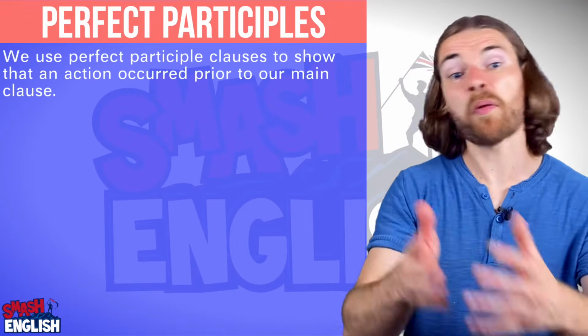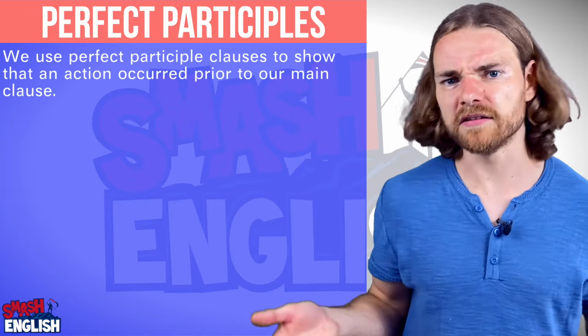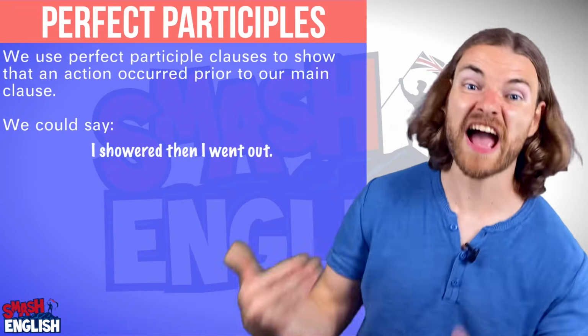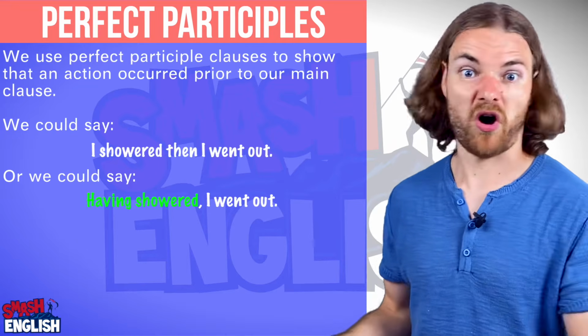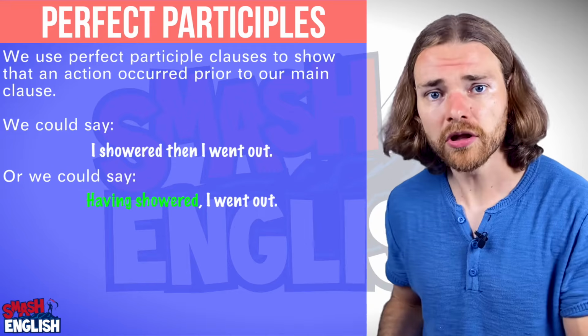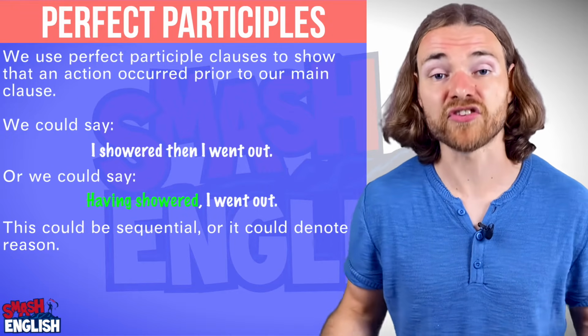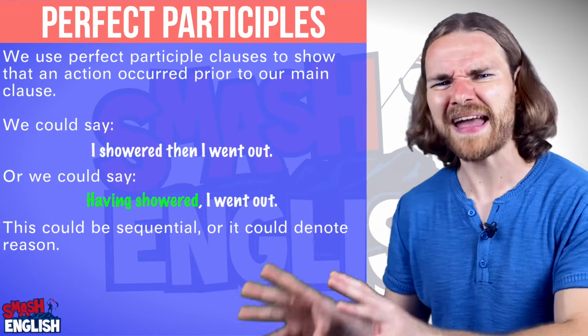We use a perfect participle clause to show that an action occurred prior to our main clause. Having waited for 10 minutes, Duke gave up on the idea that Monica was going to vomit on him. So we could say, I showered, then I went out, or we could say, having showered, I went out. Simple. This could be purely sequential, or we could be doing it to emphasize that our perfect participle clause is the reason for the main clause.